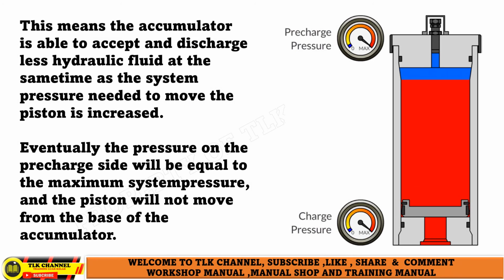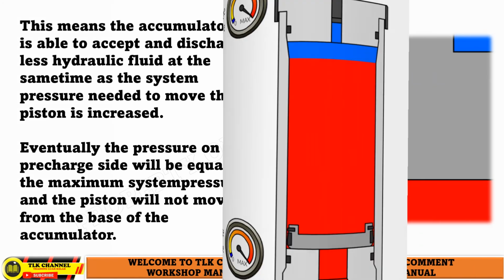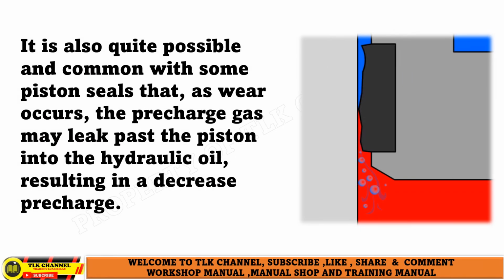This means the accumulator is able to accept and discharge less hydraulic fluid at the same time as the system pressure needed to move the piston is increased. Eventually the pressure on the pre-charge side will be equal to the maximum system pressure, and the piston will not move from the base of the accumulator. It is also quite possible and common with some piston seals that, as wear occurs, the pre-charge gas may leak past the piston into the hydraulic oil, resulting in a decreased pre-charge.